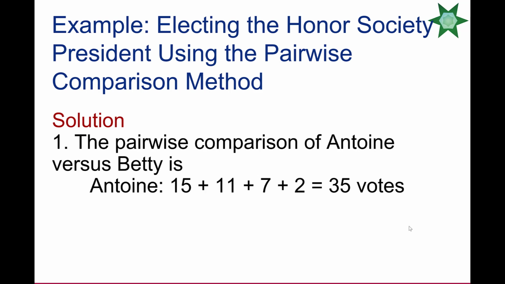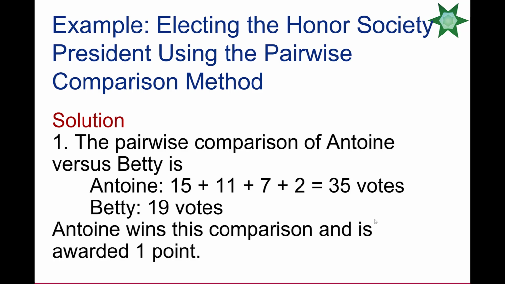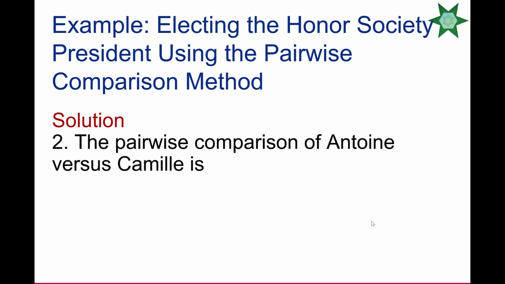So let's take a look at Antoine versus Betty. And basically what you do is you look in each of the columns and you see who had the most first place votes, who has more higher level votes basically. So Antoine has a total of 35 votes. Betty has 19 votes. So Antoine got the point. He wins this comparison, and Antoine has 1 point so far.